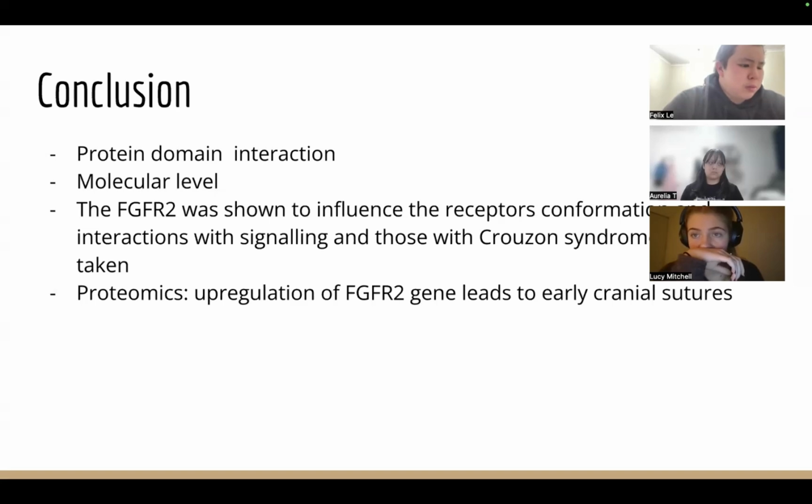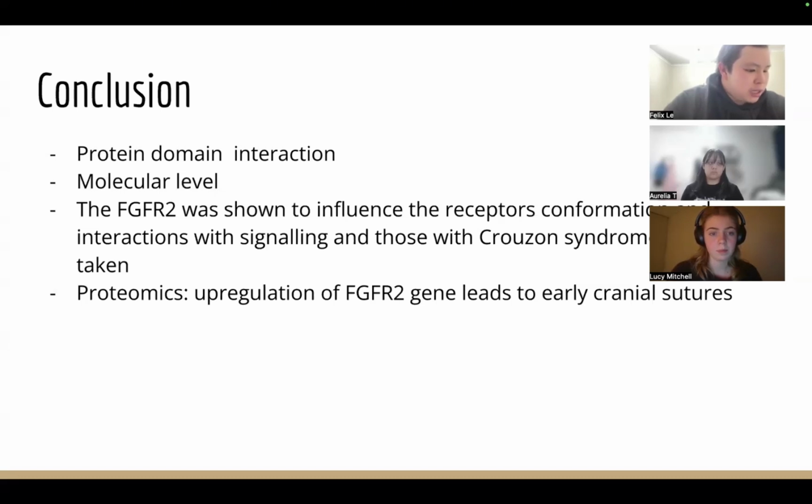The transcriptomic and proteomic data then reinforce these findings, showing how changes at the molecular level translate into altered expression patterns and cellular behavior. In the proteomics section, we ultimately measured the regulation of the FGFR2 protein, which contributed to the excessive growth of FGFR2, thus contributing to early suture development. Bringing these sections together, our research highlights how each layer of bioinformatics from genomics to proteomics contributes to a more complete understanding of disease mechanisms.